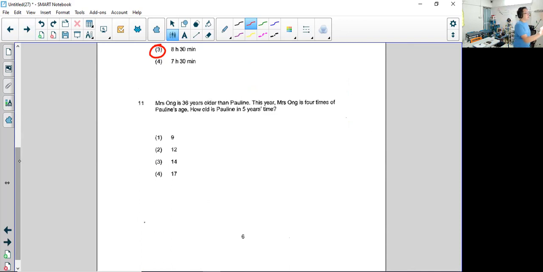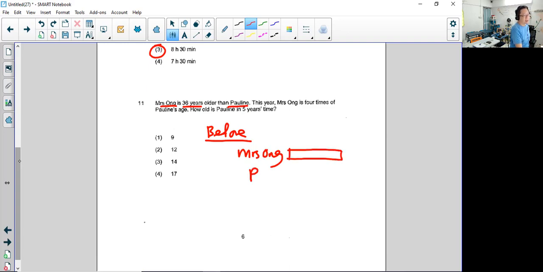So Mrs. Ong is 36 years older than Pauline, which is before, or you can call it the now, how old they are now. So you draw a model, Mrs. Ong and Pauline. Mrs. Ong is older, something like that, and she's 36 years older. And what is after? After means 5 years later, all right. So you have Mrs. Ong again.